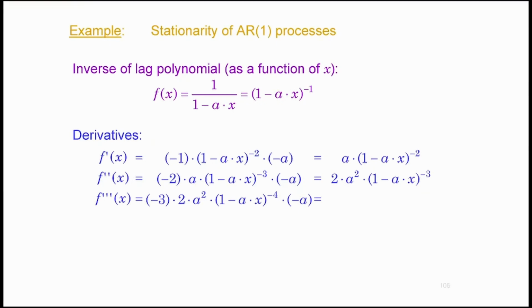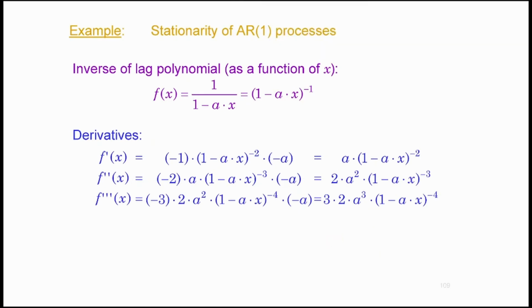And that's going to be equal to, just as I said before, 3 times 2 times a to the power of 3 times (1 minus ax) to the power of negative 4. The reason why I don't multiply that out or calculate this result is that I recognize that this is going to be equal to the factorial of 3 as a factor. So this helps you to generalize that derivative.